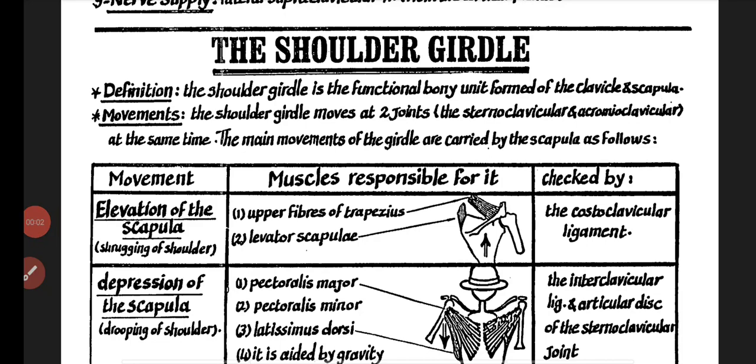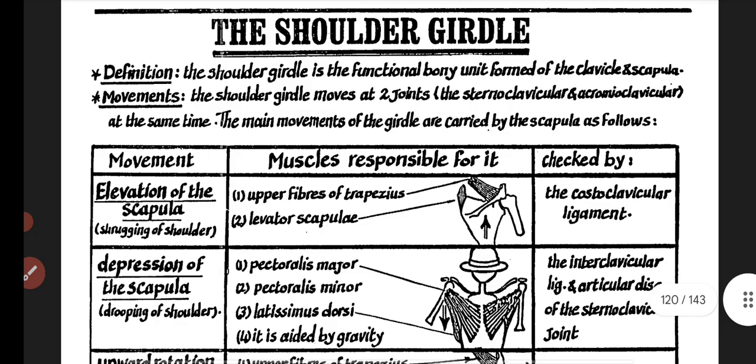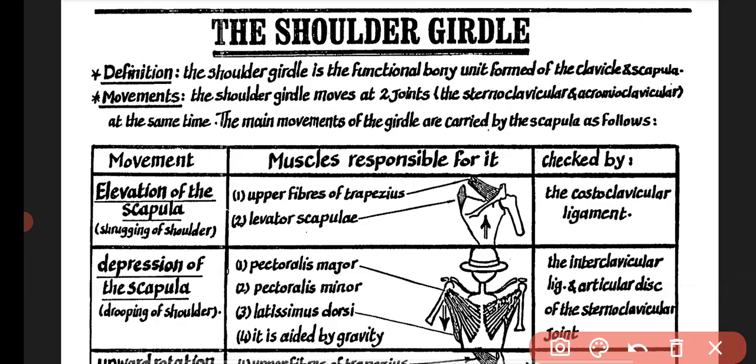Hello everyone. Today we are going to read one of the important topics of anatomy that often comes in the exam: the shoulder girdle and shoulder joint. Okay, so let's start. The shoulder girdle. What is the shoulder girdle? The shoulder girdle is the functional unit of the body formed of the clavicle and scapula.